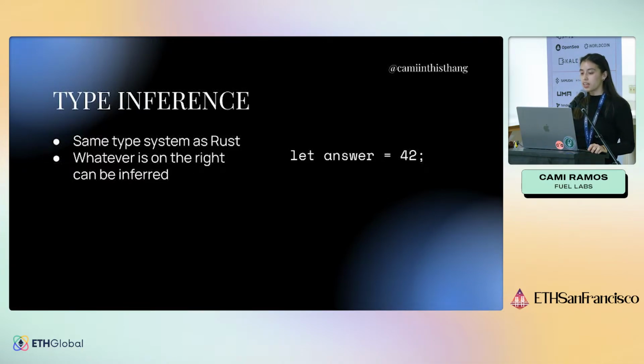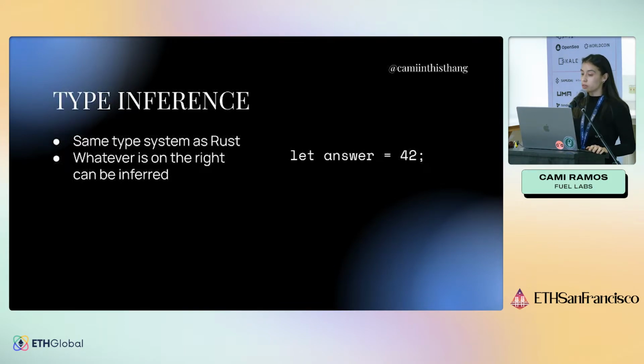Type inference with the same type system as Rust. So basically, it can infer the type. Even though you're writing in Rust, which is a language where you're thinking of types all the time, you can just say, for example, let answer equals 42, and the type will be inferred. So you don't have to say let int or float or whatever. It'll just infer what's on the other side of the equal sign.